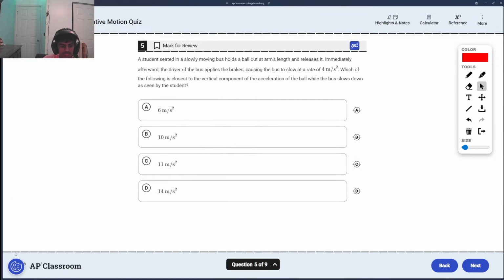Okay, you have a student seated in a bus. He drops a ball. So the ball is getting dropped. The ball would be going like that, right? Okay, look, the ball would fall forward. Which of the following is closest to the vertical component of acceleration when the bus slows down?